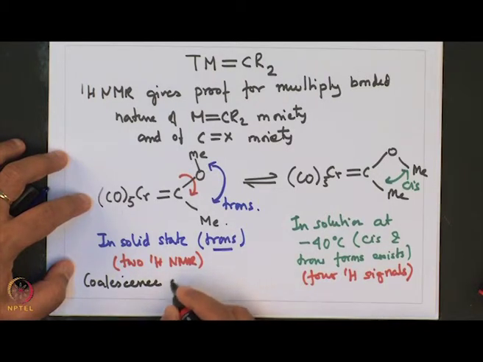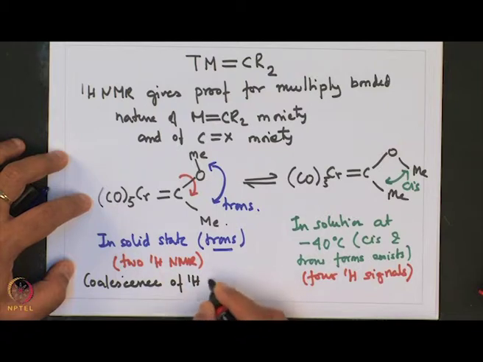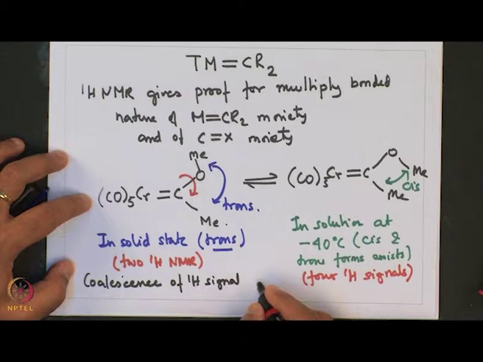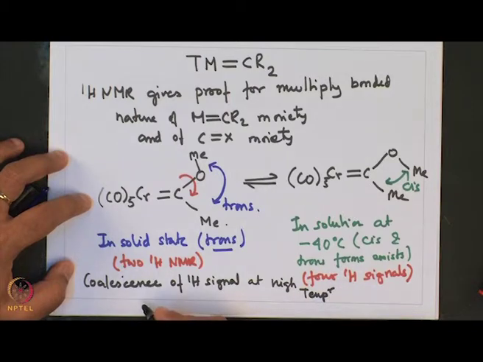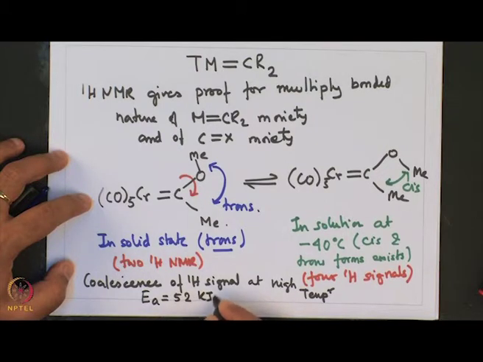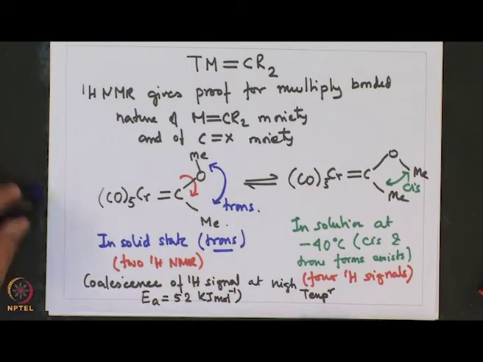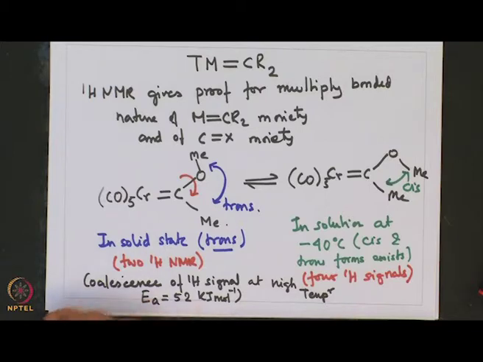Coalescence is observed at high temperature, and one can sort of estimate the activation barrier for this exchange, which is about 52 kilojoule per mole for the rotation along the CO bond.